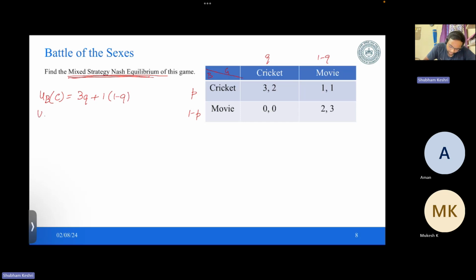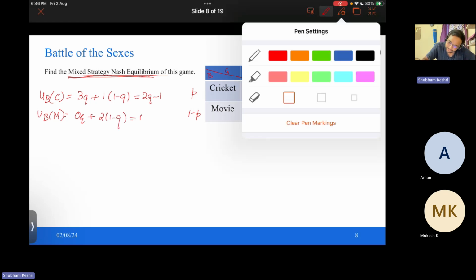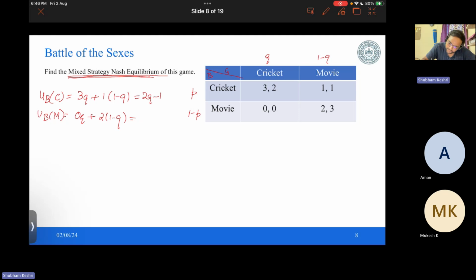All right. So the utility of the boy when he plays movie is, this will actually become 2q minus 1, and this is 0 times q plus 2 times (1 minus q), which is actually 2 minus 2q. Now, you see, this is the utility of the boy when he plays cricket, and this is the utility of the boy when he plays movie.